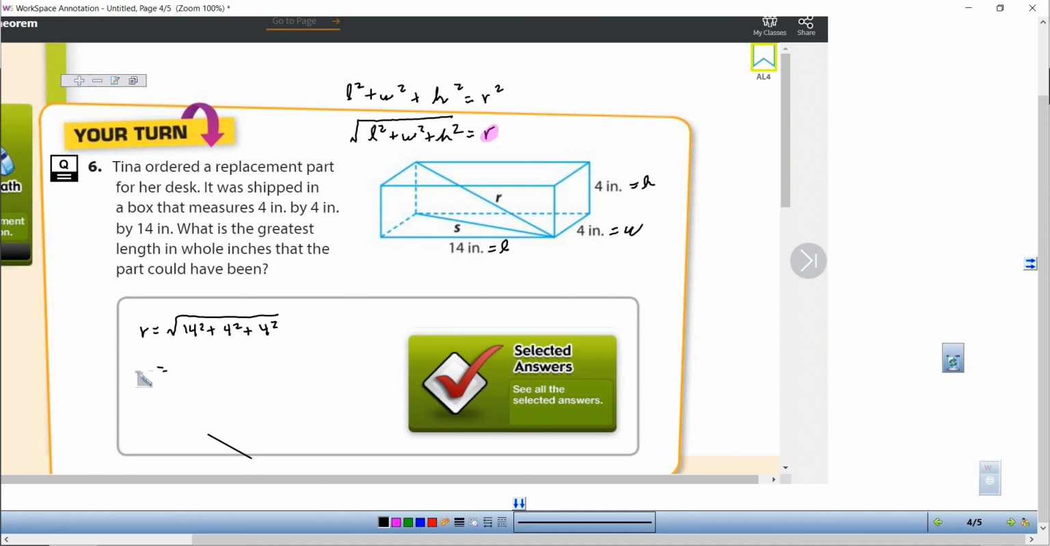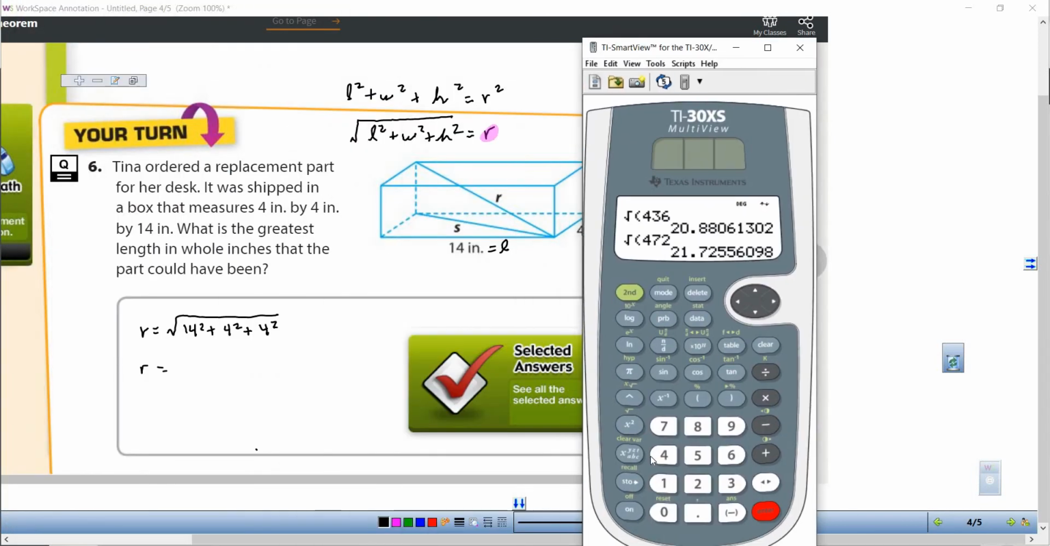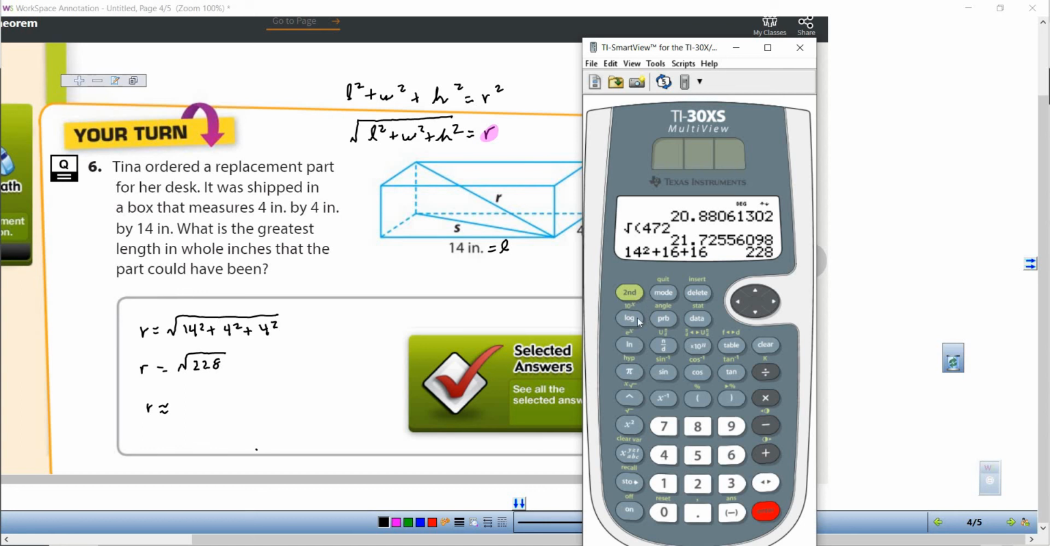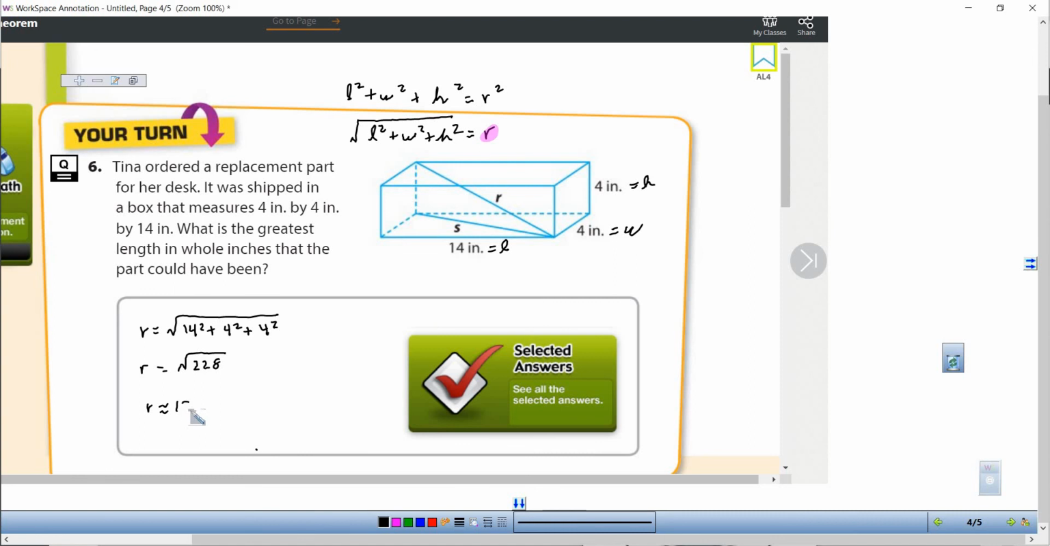All right, so I'm going to go to my handy dandy calculator. Here we go. And I'm actually going to find out what that value is. 14 squared plus 4 squared is 16. 4 squared is 16. When I add all those together, I get the square root of 228. We'll round it to the nearest tenth first. So we'll do the square root of 228, and when I do that, I get 15.1. And these are inches.